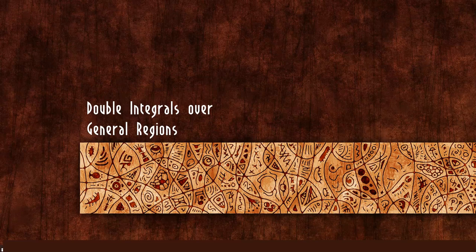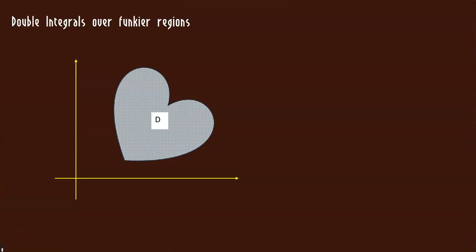We've done integrals, double integrals over rectangles, but what if it's not a rectangle? What if it's something weird like this? Well, there's two possibilities. We can either cut it up x then y or y then x. Let's look at the possibilities.